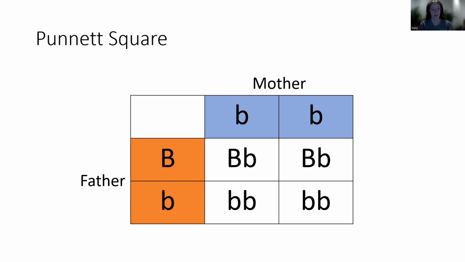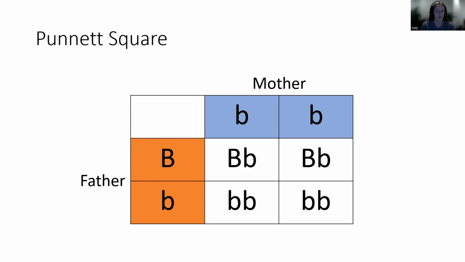In this example, the father has the genotype capital B and lowercase b. He has the phenotype of brown eyes, so he has brown eyes. The mother has the genotype little b, and the phenotype of blue eyes. I'm going to introduce you to something called dominance. So this capital B allele is dominant. That means that you only need one of it to have the phenotype of brown eyes. Dominant means that this will always be expressed.